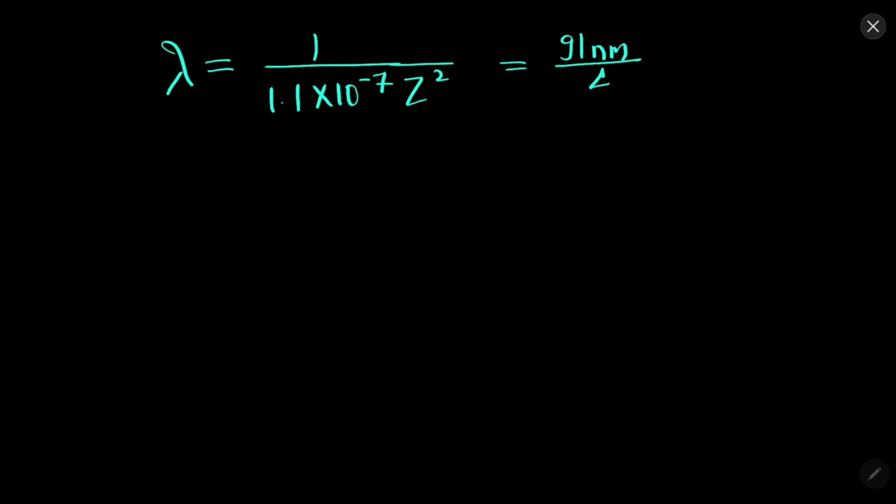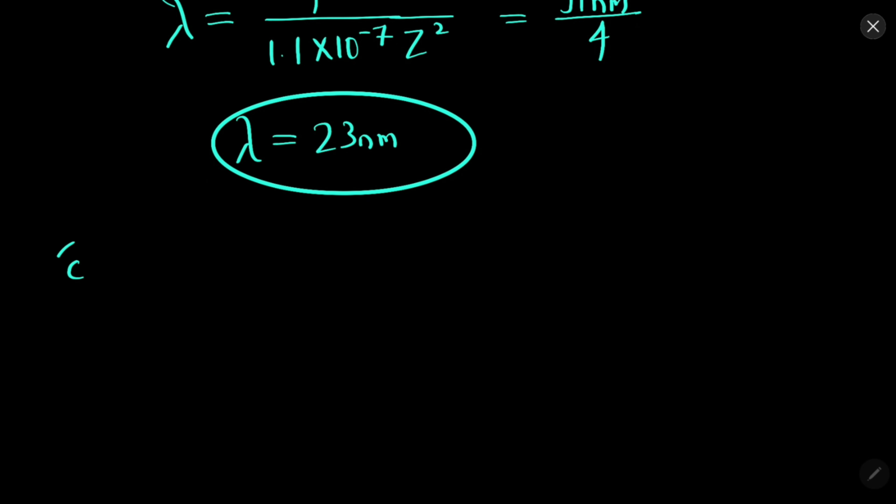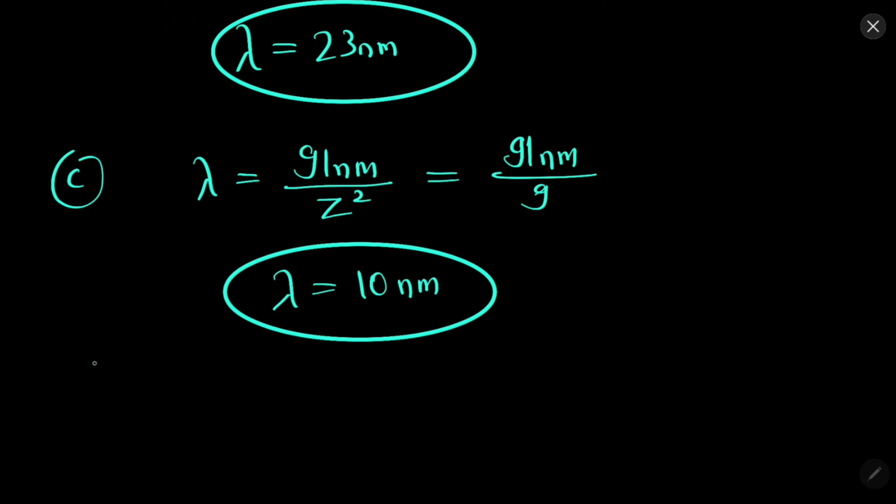So 2 square will be 4. The wavelength will be 23 nanometers in the case of the helium ion. And for lithium it will be 91 nanometers over Z square, and its atomic number is 3. So 91 nanometers over 9, since 3 square is 9. So lambda will be approximately 10 nanometers for the lithium ion.